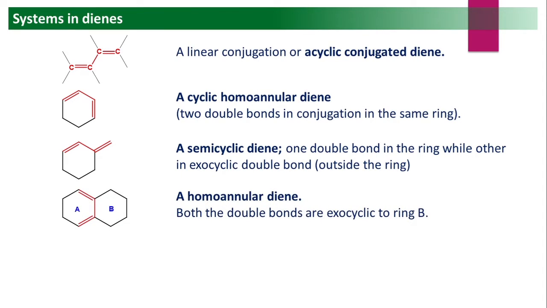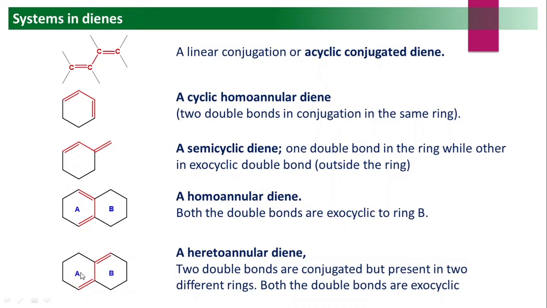So this is the homoannular ring, just as we have seen. This A ring contains homoannular, these 2 double bonds, right? But these 2 double bonds are exo to ring B. See here, these are just outside of this ring, sharing one carbon of the alkene and ring. So this type of bonds is called exo double bond, exo to the B ring, while at ring A that is a homoannular diene.